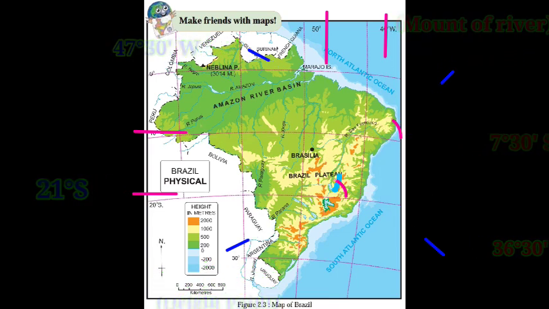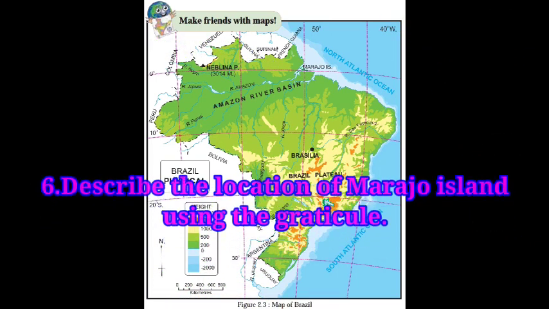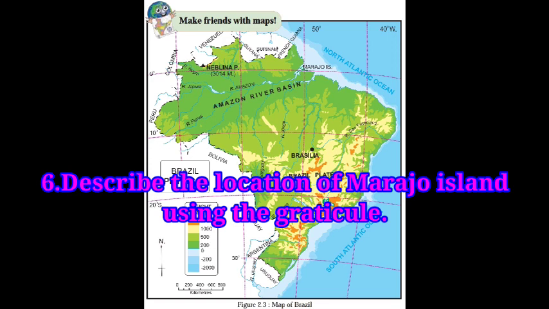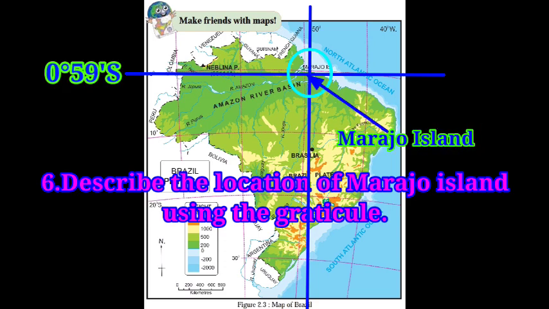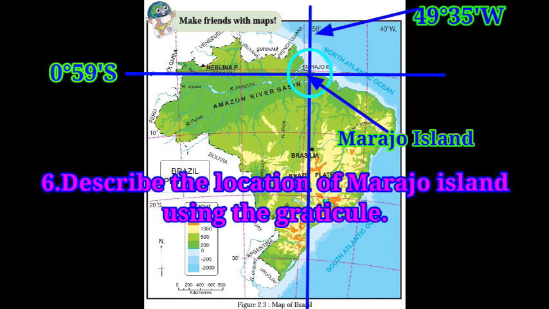Question number 6. Describe the location of Marajo Island using the graticule. You can see in the figure Marajo Island. You can also see in the figure the 0 degree parallel, and Marajo Island is below that. And the location of Marajo Island is 0 degree 59 minute south parallel and 49 degree 35 minute west meridian.